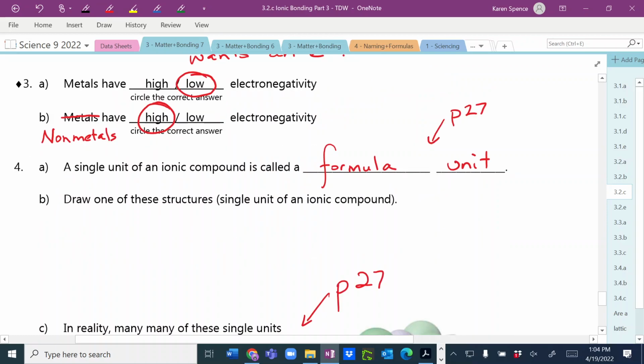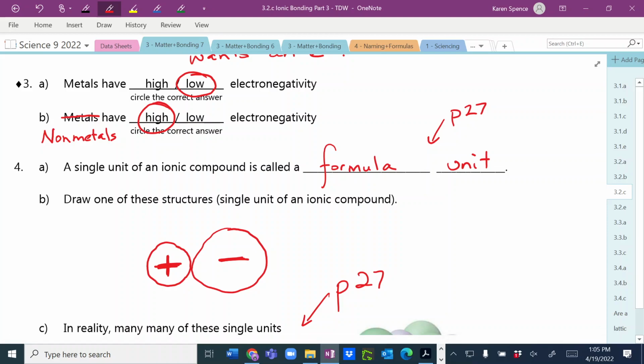What shape should I be drawing, or shapes, if I am drawing a formula unit? One big circle, one small circle. That's like the worst circle ever. It looks like an egg or something, but that's okay. In general, the positive ions are the small ones, and the negative ions are the big ones.